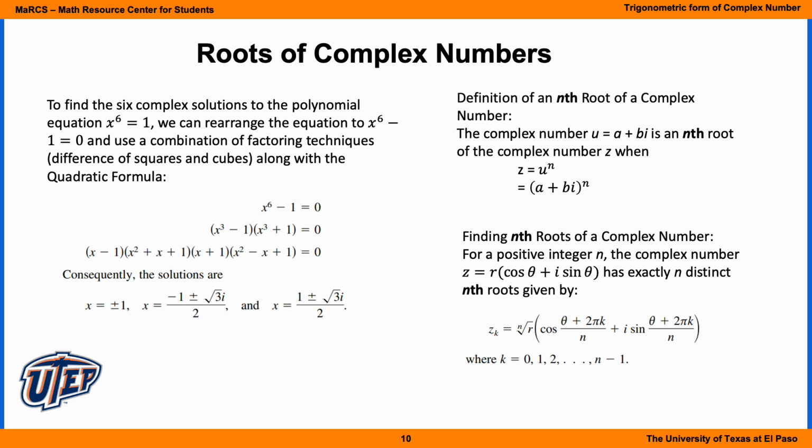So now we have x minus 1 set equal to 0 implies that x is equal to positive 1, and x plus 1 set equal to 0 implies that x is equal to negative 1. And now for the two quadratics, we can use the quadratic formula, and we'll get that x is equal to (-1 plus or minus the square root of 3 i) divided by 2, and x is equal to (1 plus or minus the square root of 3 i) divided by 2.